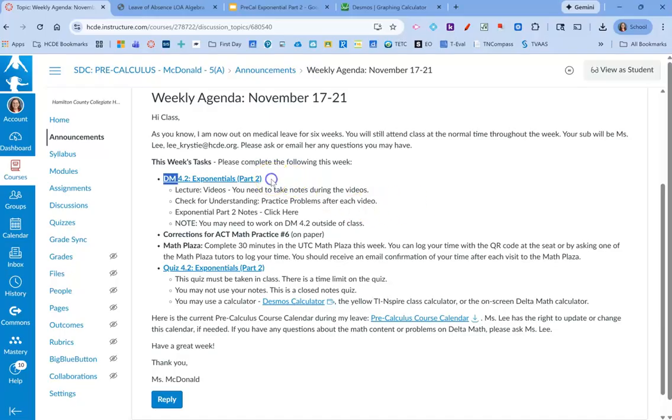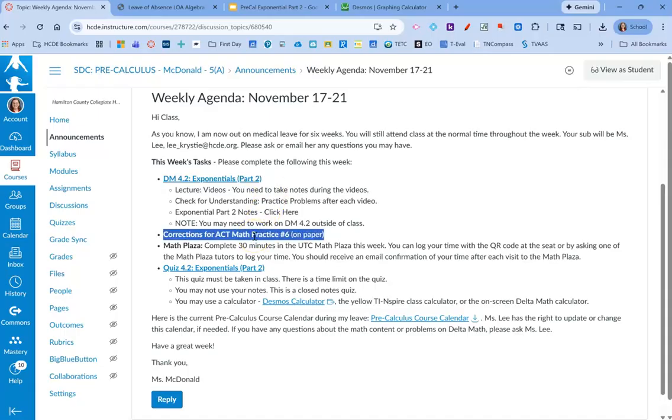So similar to previous weeks, this week you're going to be working on Delta Math. The topic is exponentials part 2. So you did exponentials last week, kind of introduced it, reviewed it if you've seen it before. So this week is taking that further, looking more at the graphs, doing regression, just doing various things with exponentials, solving different equations, things like that. So make sure you work on that throughout the week.